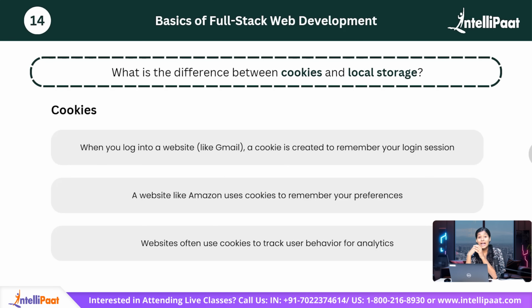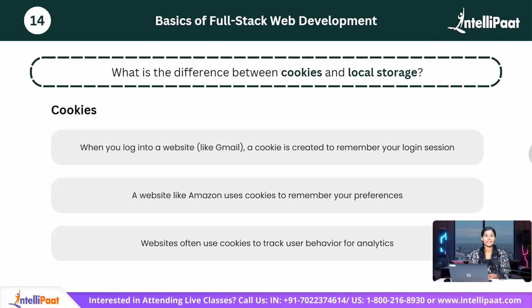Then websites like Amazon use cookies to modify your searches. If I am looking to buy a pant on Amazon's website and I browsed for a couple of pants, then Amazon tracks this behavior with the help of cookies so that I will get more recommendations of pants to analyze my user behavior. Next, websites often use cookies to track user behavior for analytics as well.